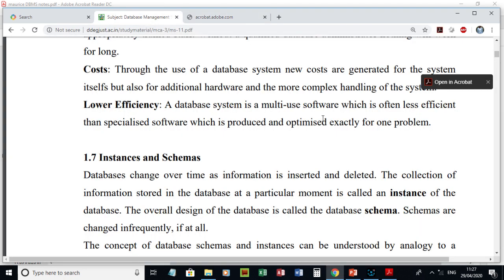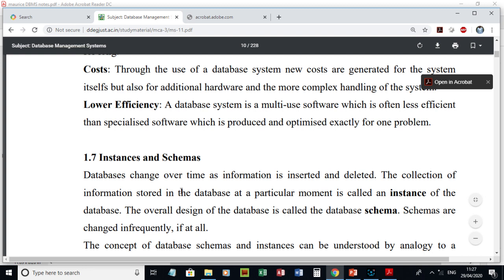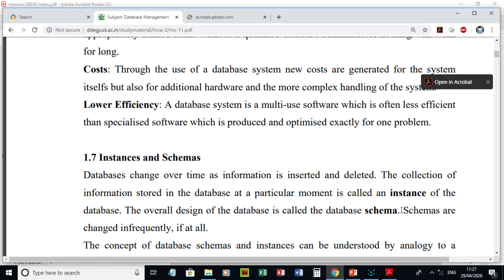Okay. So the collection of information stored in the database at a particular moment is called what? An instance of the database. The overall design of the database is called the database schema. The schema is the structure: the naming of the table, the structure of the table, the definition of the table, the field names and related data.